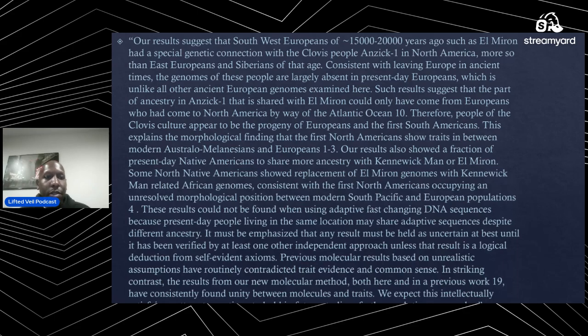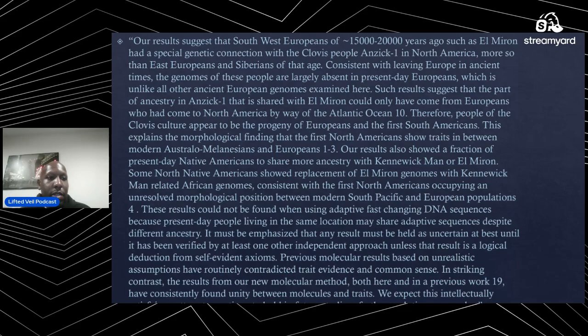This explains the morphological finding that the first North Americans show traits in between modern Australo-Melanesians and Europeans, 1 through 3. So I think it's talking about the figure illustrations when it says 1 through 3 from the report. Our results also showed a fraction of present-day Native Americans to share more ancestry with Kennewick Man or El Miron.